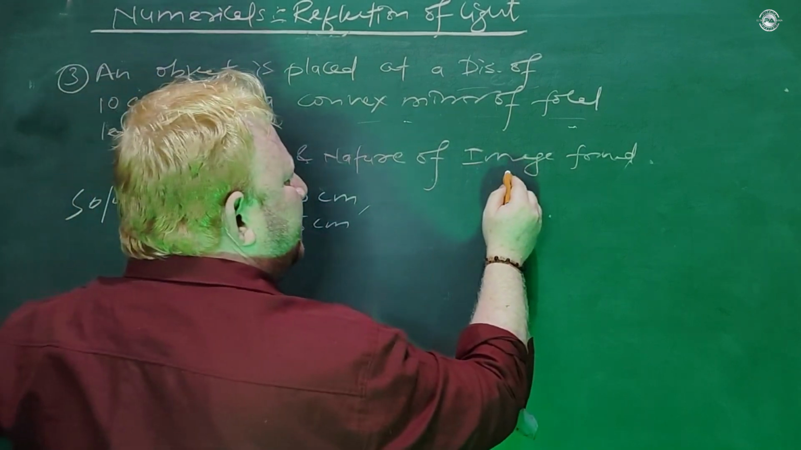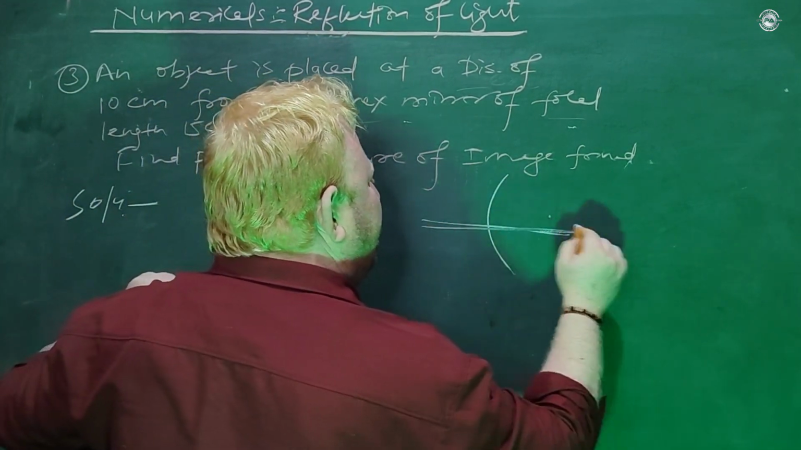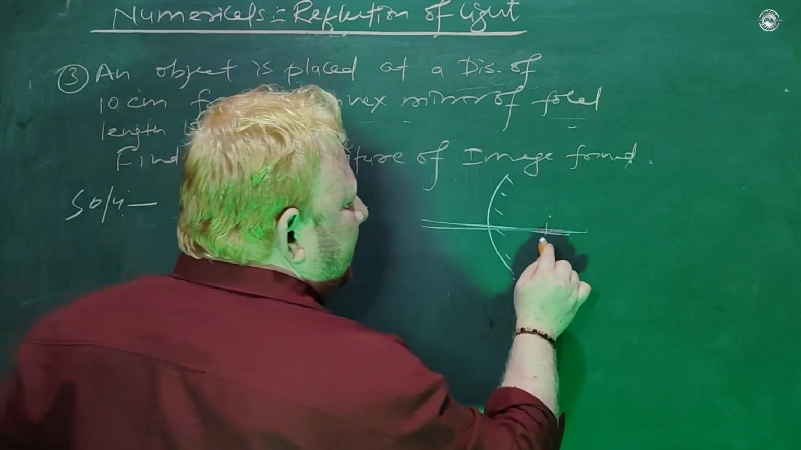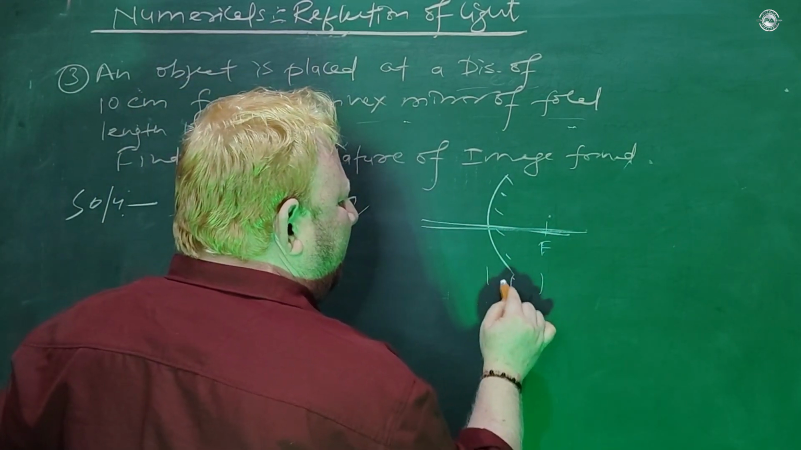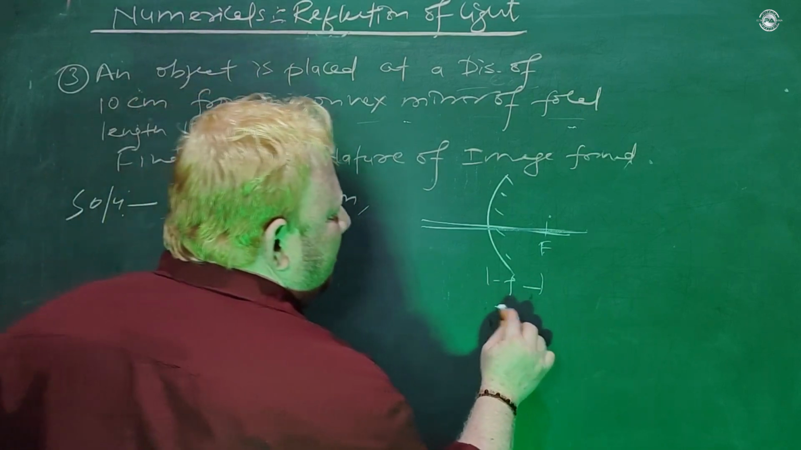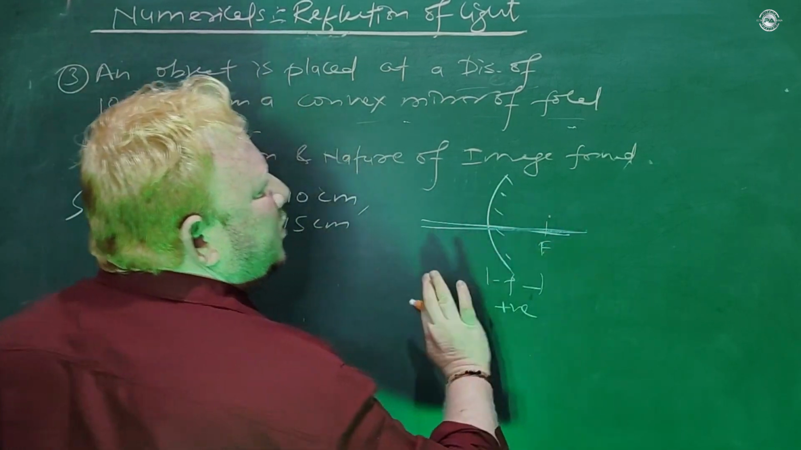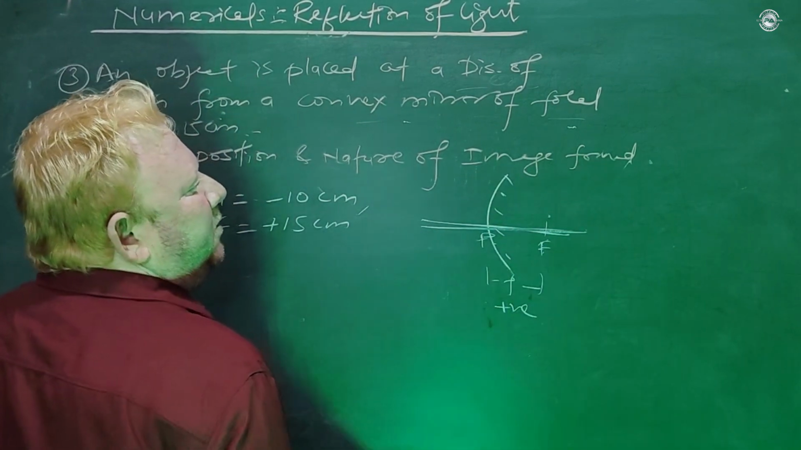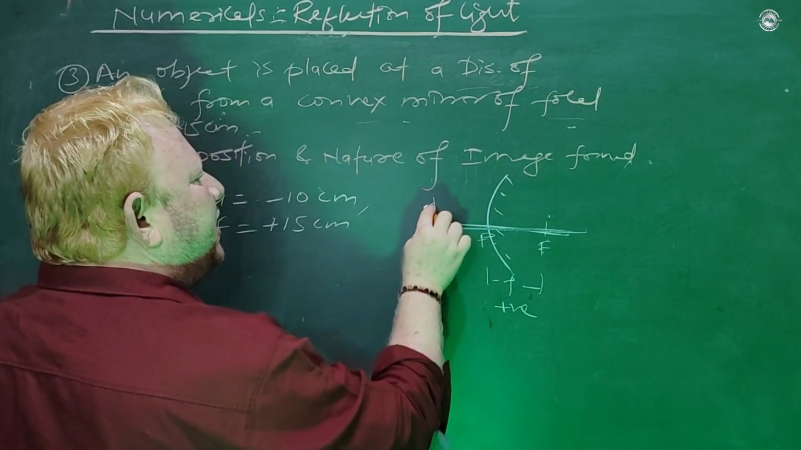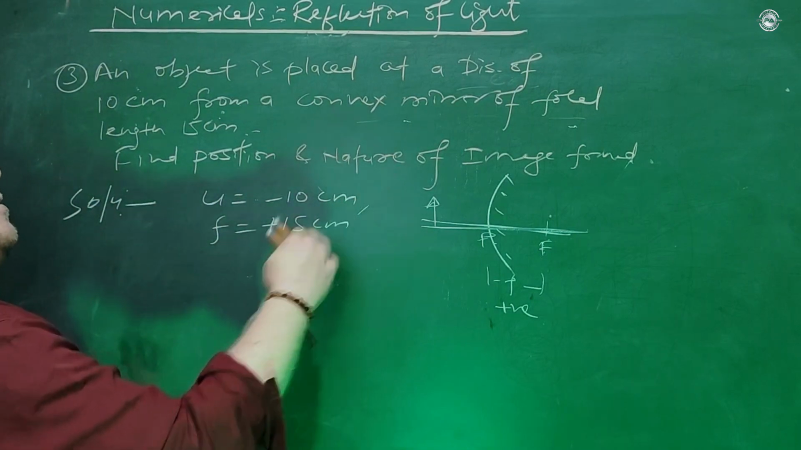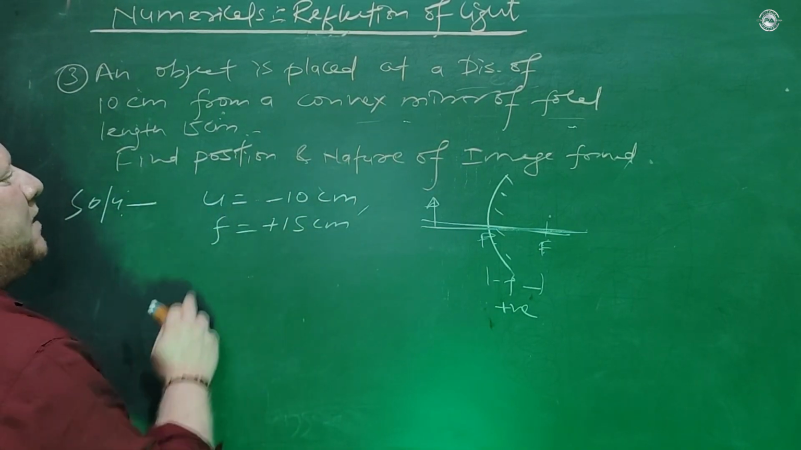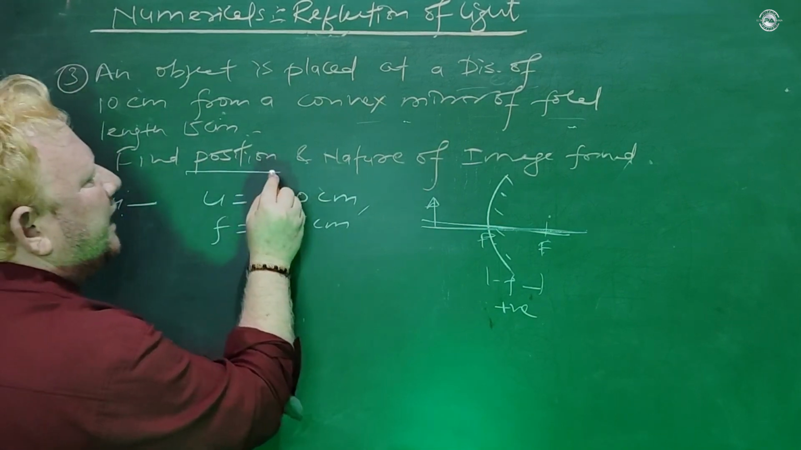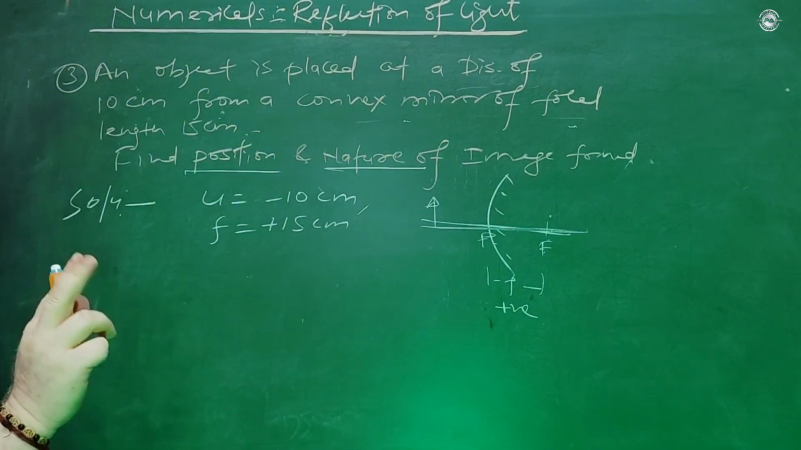Why? Because if it is a convex mirror, the focal length is on the right side. This is the focal length f, and it is positive. Image will also be positive because the image is formed somewhere in between the pole and focus, behind the mirror only, and the object is always placed in front of the mirror. So object distance is minus, focal length is plus, and they are asking you to find out position and nature.